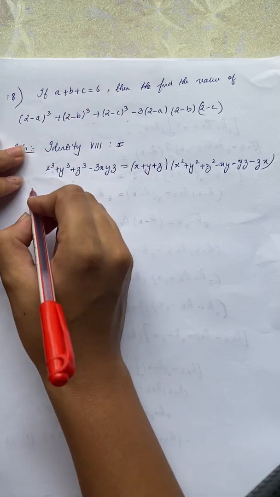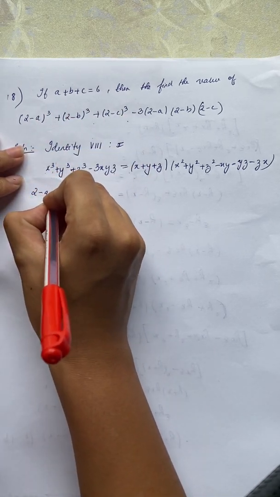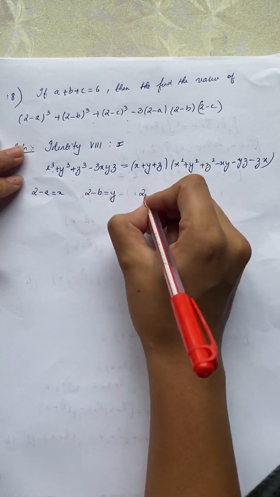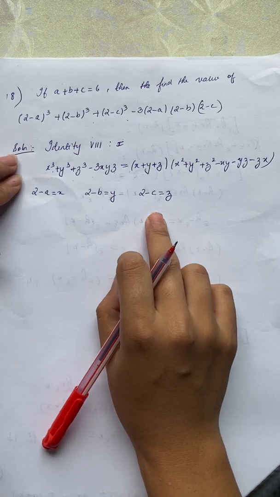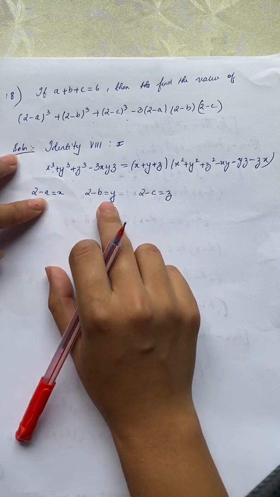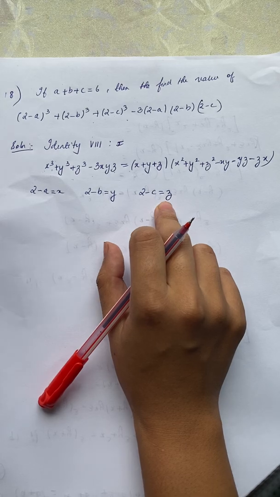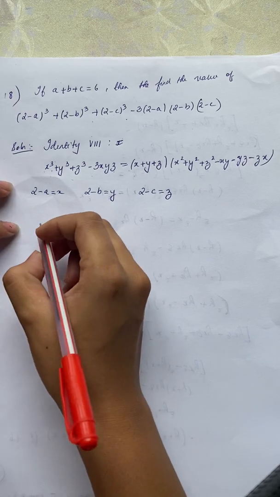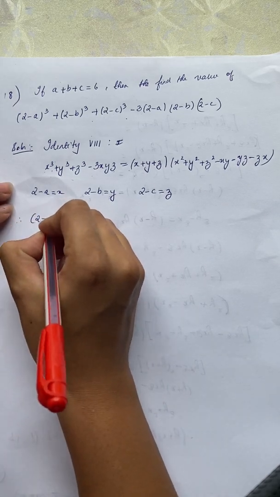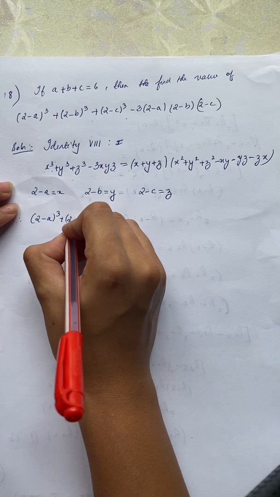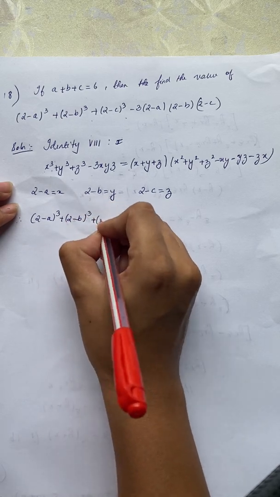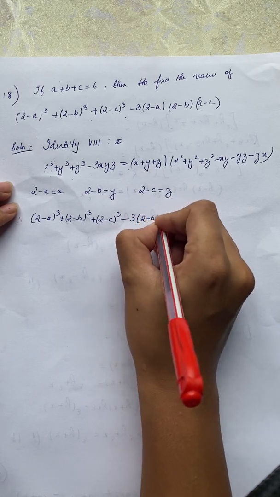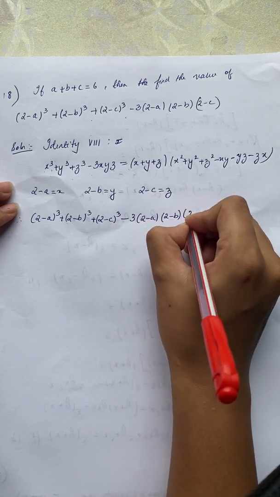So this is like 2 minus a. What if I take 2 minus a as x, and 2 minus b as y, and 2 minus c as z? Now you see, 2 minus a is x, 2 minus b is y, 2 minus c is z. That is what I've taken. Clear? That means what can I write? (2 minus a) cube plus (2 minus b) cube plus (2 minus c) cube minus 3 of (2 minus a), (2 minus b), and (2 minus c).